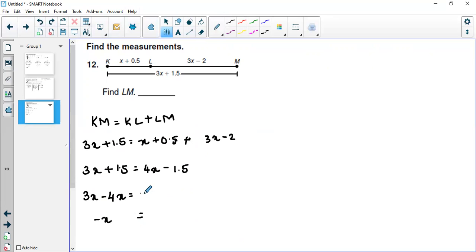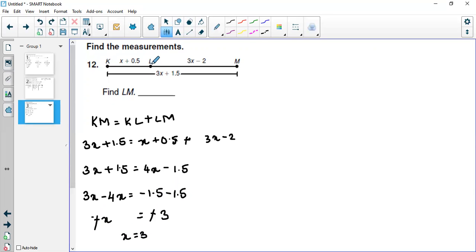So this is going to be negative 1.5. So negative 1.5 will give me a negative 3, because I'll add 1.5, but keep the sign the same. So both have equal negative signs, so I can cancel them off. So the value of x is going to be 3.